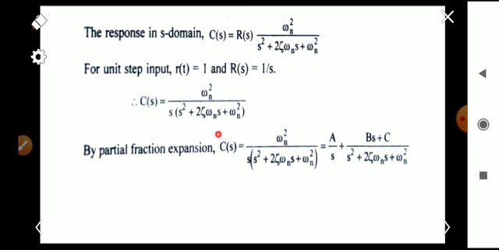this is a quadratic, so the constants will be b and c. It will be bs plus c, like that. So we have to find a, b and c. You can use any method to find this a, b and c. Either you can cross multiply a with s square plus 2 zeta omega n s plus omega n square, plus bs plus c into s, and we can equate the coefficients of the s square term and the s term. By that we can find a, b and c, or any method you can use.